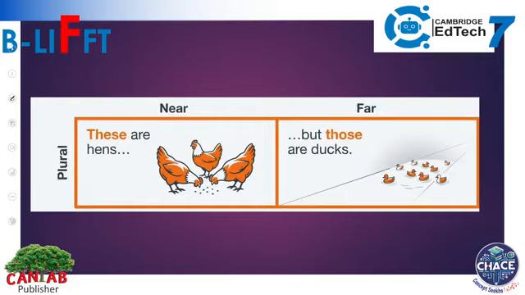For plurals, we use these. These are the hands. And if the things or objects are far from us, we use those. Those are ducks.